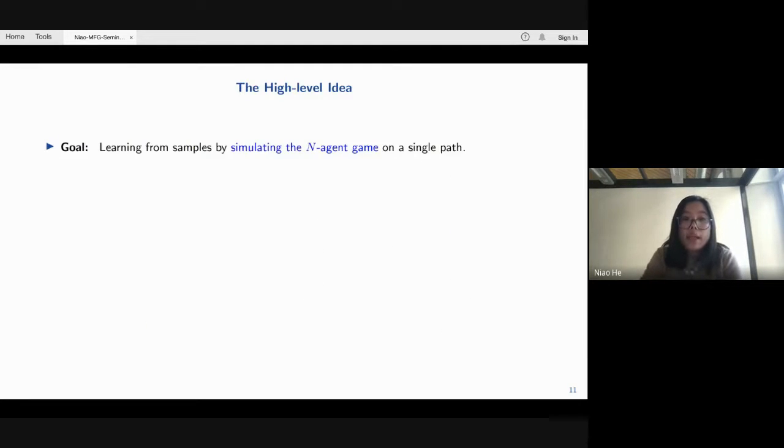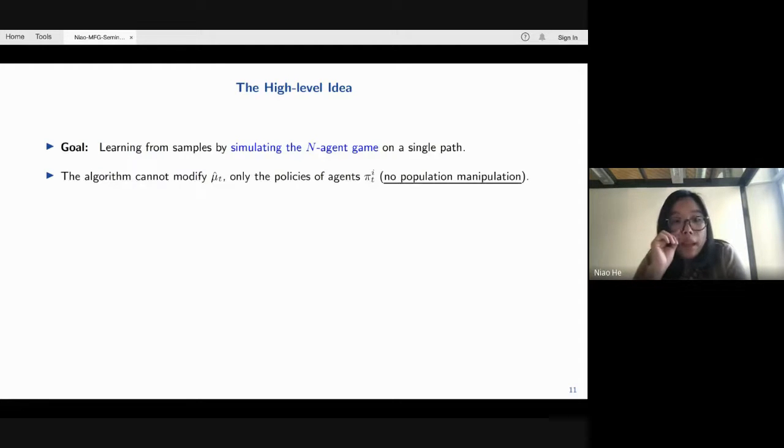Let me just start by giving you a high-level idea of our algorithm, and then I will go into a bit more detail on how we designed the algorithms and how we did the theoretical analysis. The goal, as I said here, is that we want to just simulate N-agent games and learn from these samples to find the approximate Nash equilibrium. Here we assume that the algorithm cannot modify the underlying population mu or the empirical state distribution mu hat. The only thing that we can really manipulate with the algorithm or with the agent is just the policies that they deploy.